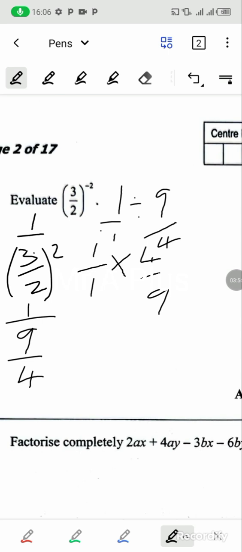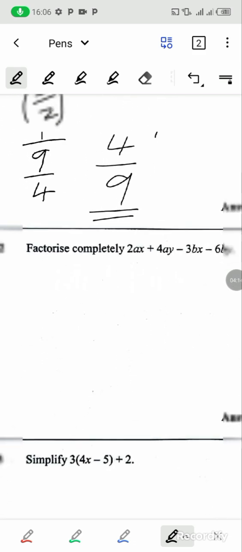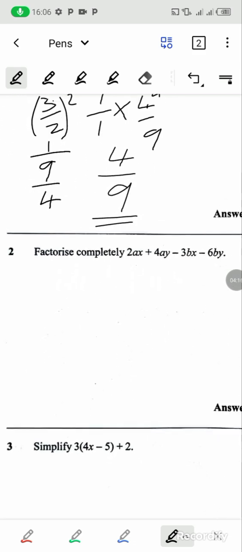So from there now we can say 1 times 4, it's 4. Then 1 times 9, it's 9. And this is going to be our answer according to this question. So the answer is 4 over 9. So quickly, let us go to question number 2 and see how best we can answer it.